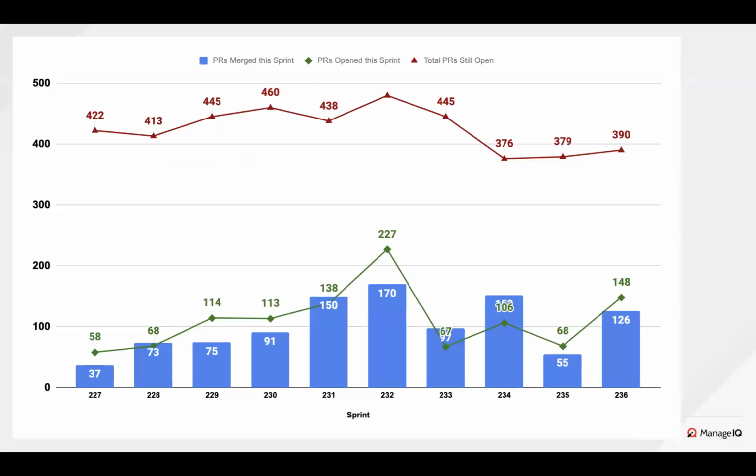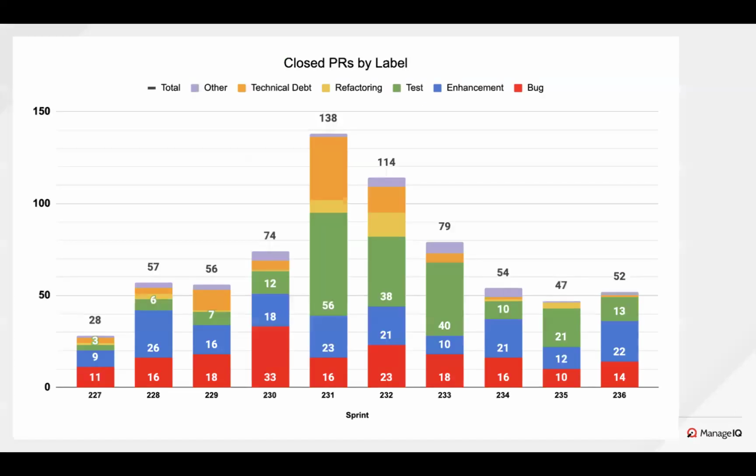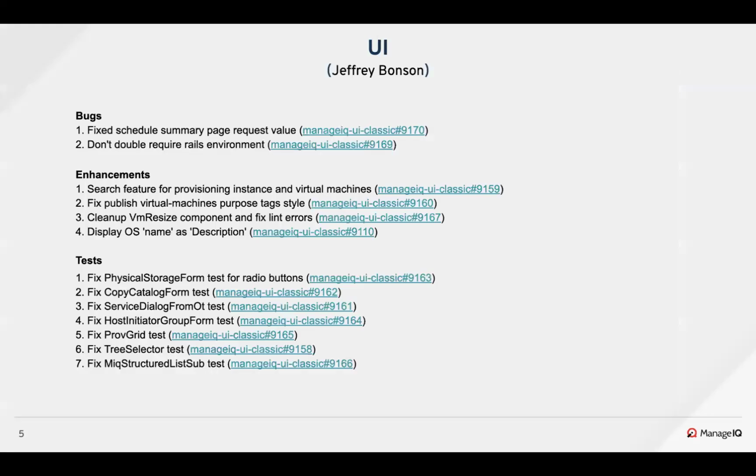As you can see, it was a pretty typical sprint with 126 PRs merged this sprint, spread pretty evenly between bugs, enhancements, and tests. And over to Jeffrey on the UI.